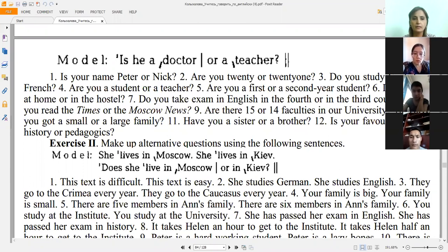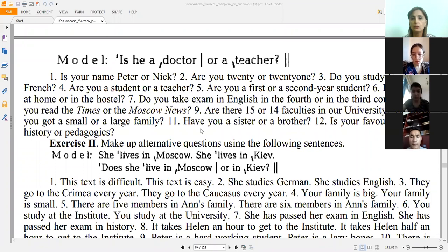Okay. Do you read the Times or the Moscow News? You know that the Times and the Moscow News, they are the names of newspapers, yeah, famous ones. So each one of us knows about them. And so let me read the question once more. Do you read the Times or the Moscow News? So answer the question, please. I read the Times.